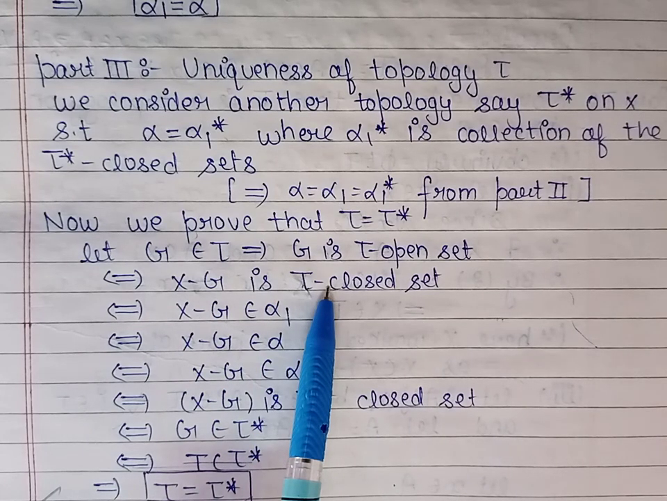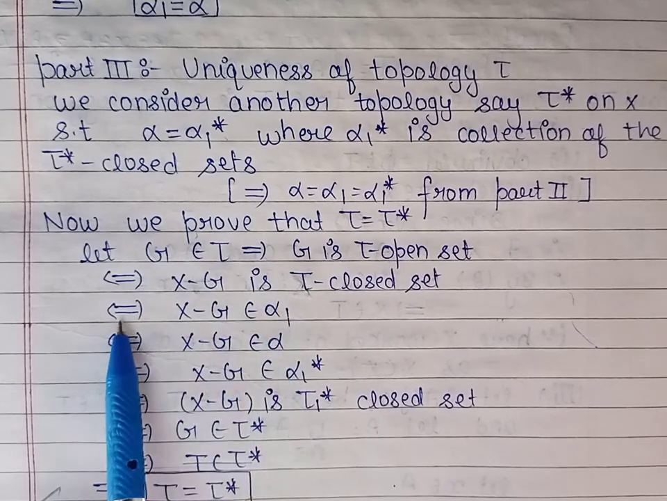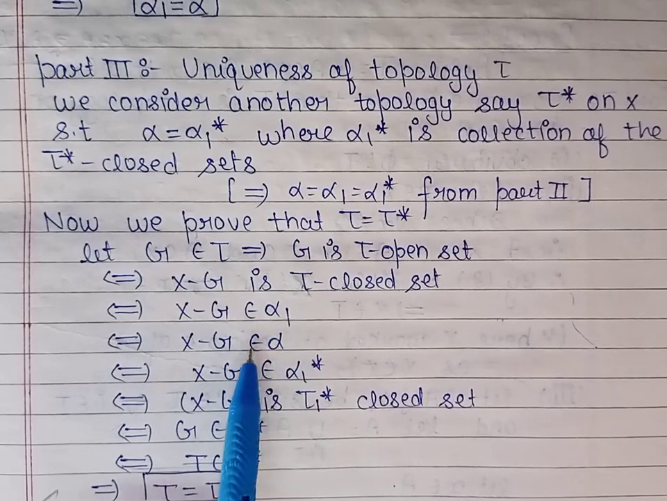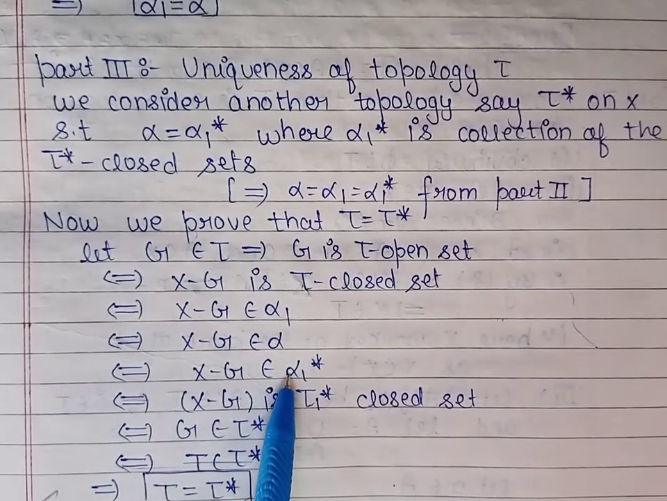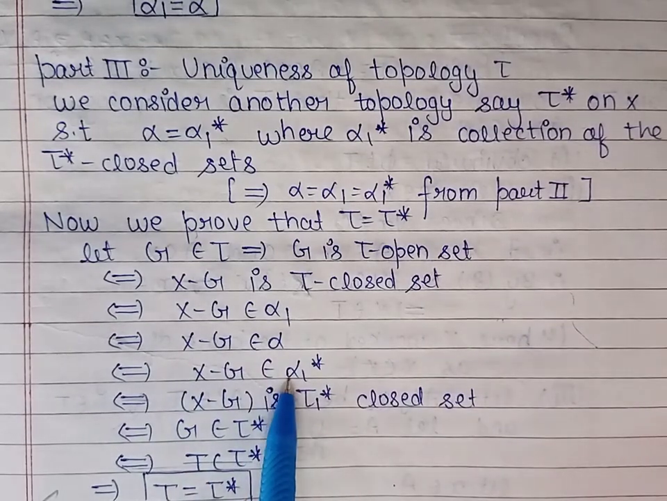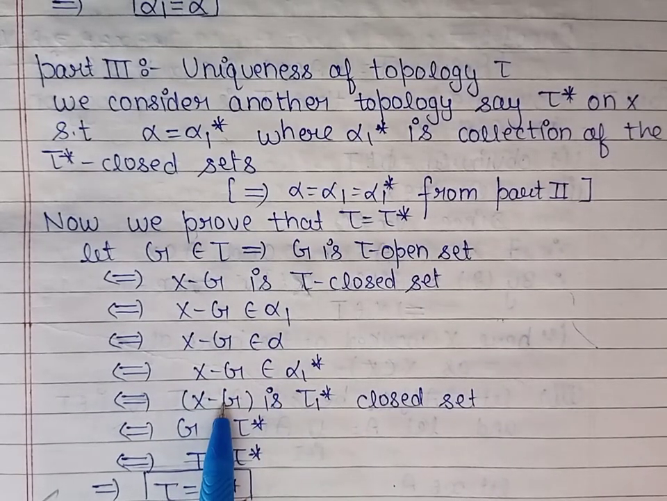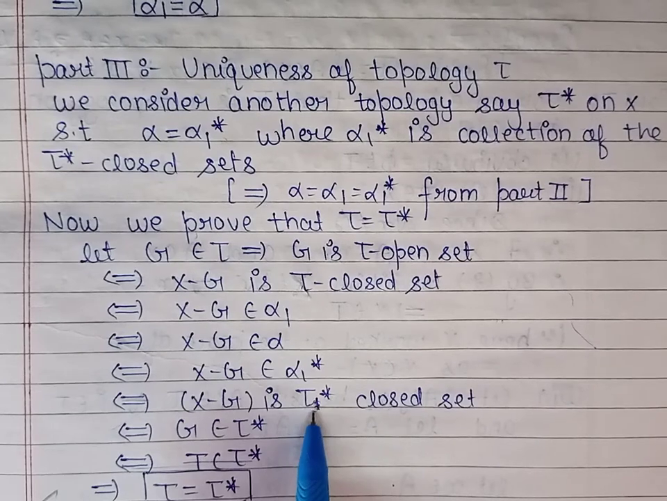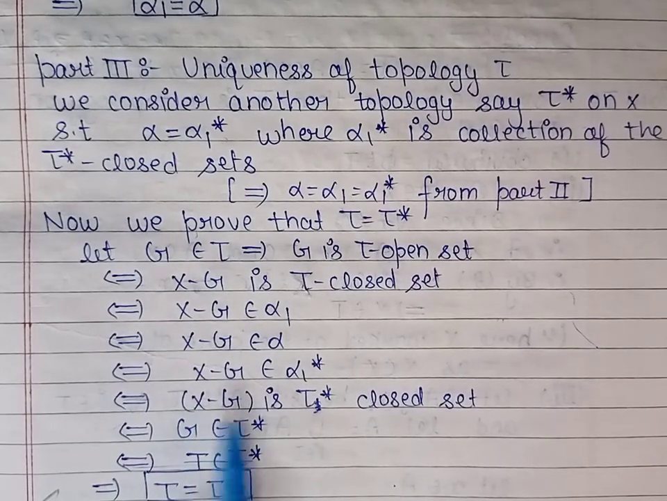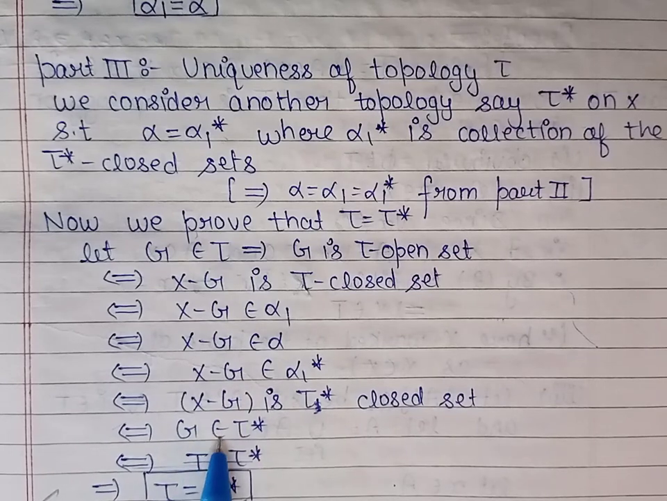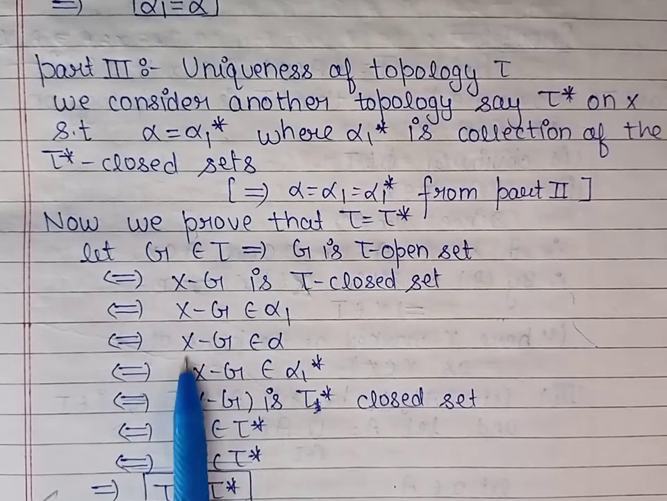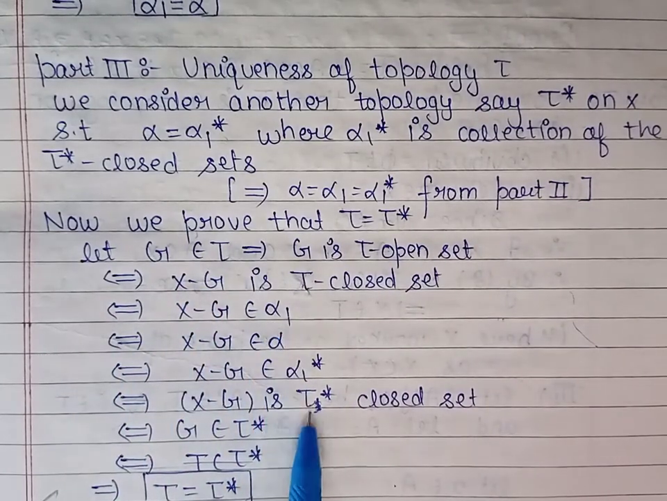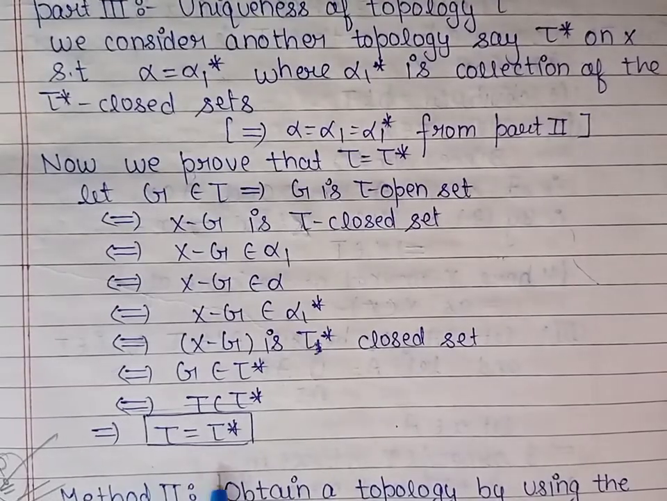And all the tau closed sets are in the collection alpha 1. So from here we have X minus G belongs to alpha 1. Now alpha 1 is same as alpha and alpha is same as alpha 1 star. So we get X minus G belongs to alpha 1 star. It means X minus G is closed with respect to the topology tau star. And so its complement will be open with respect to topology tau star. So G belongs to tau star. Proceeding in the reverse steps, in the same way we can prove the converse also, and combining the two parts we get tau is equal to tau star.